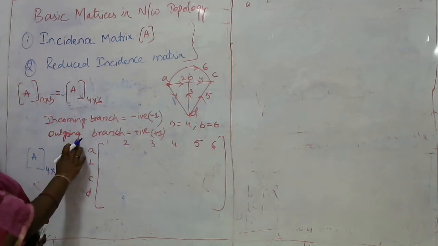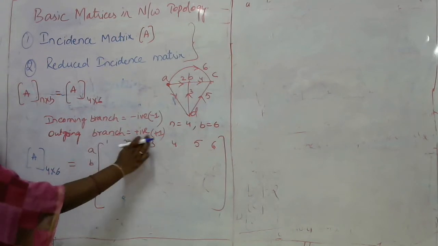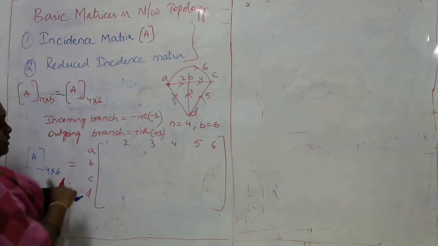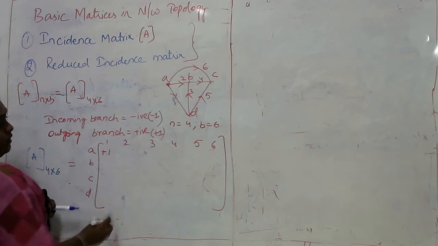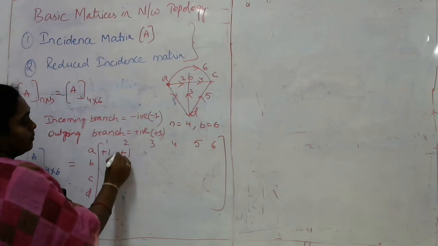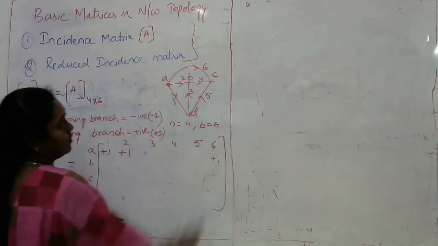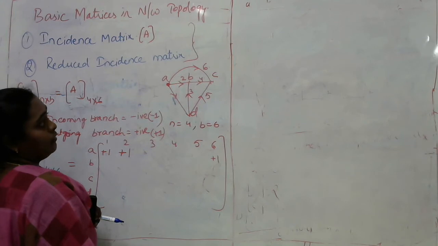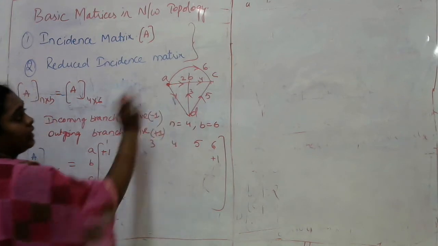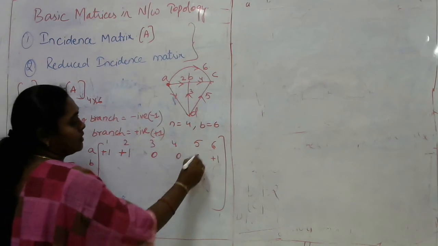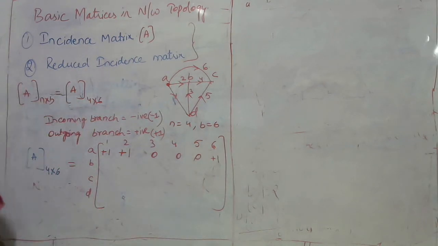So if the branches are outgoing, they should be represented with +1. Under 1 it is +1, under 2 it is +1, under 6 also +1, and the remaining 3, 4, and 5 are not at all related to node A. So we need to keep these 3, 4, 5 blindly as zeros.